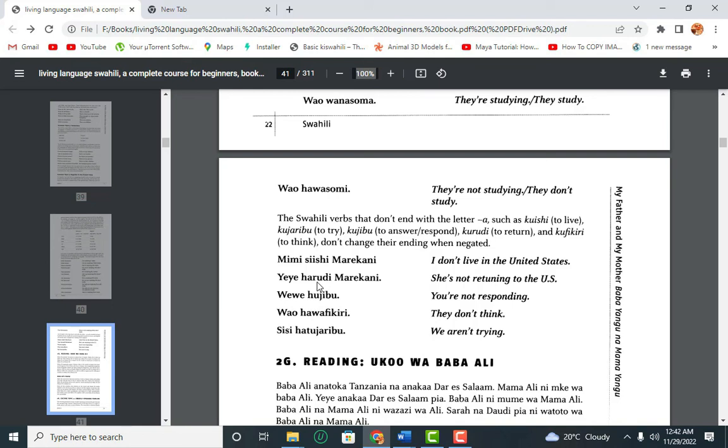That marks the end of that class. The next class will be looking at reading about ukoo wa Baba Ali, which is the family root of Baba Ali, where he comes from.